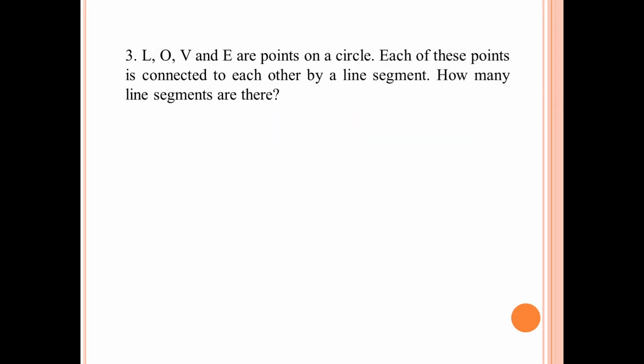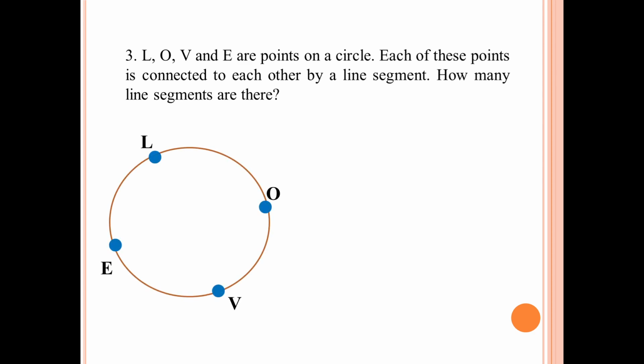Okay, let's move on to the third problem. We have L, O, V, and E, or LOVE, are points on a circle. Each of these points is connected to each other by a line segment. How many line segments are there? So let us try to picture it out. We have a circle, and there are 4 points that lie on that circle. So the problem is we're going to find the number of line segments if we connect these 2 points.